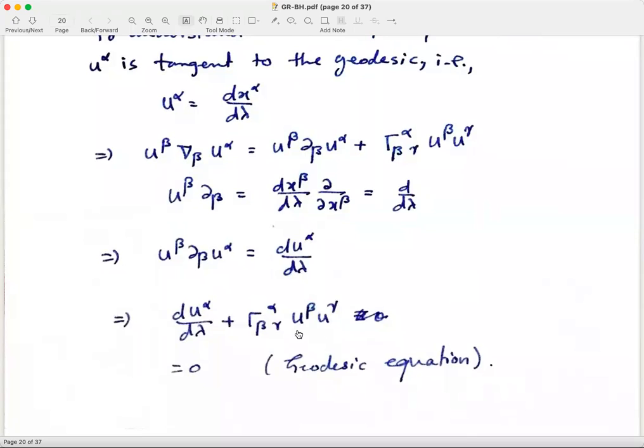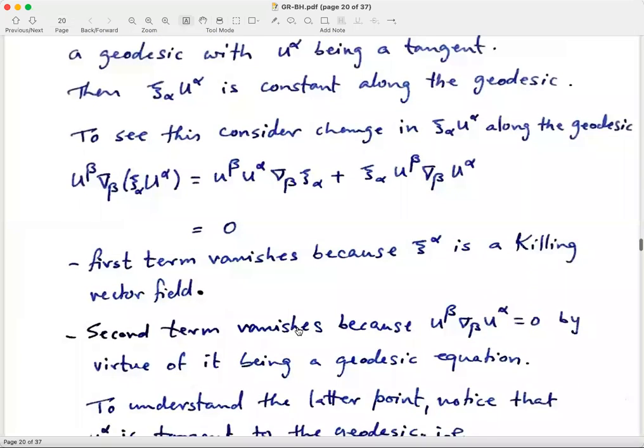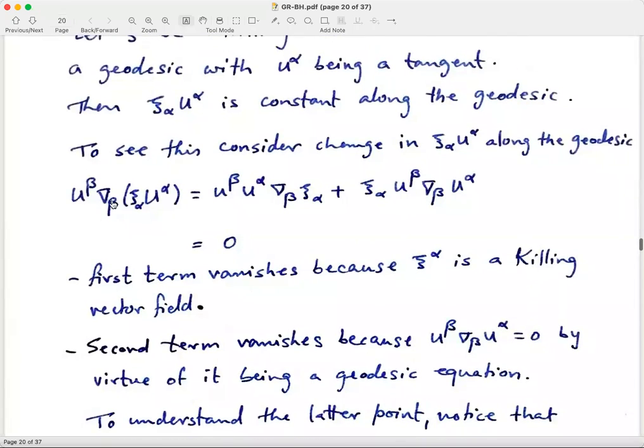But that's precisely the geodesic equation. So if u^β is tangent to the geodesic, then it satisfies the geodesic equation. And therefore, what we find is that the variation of ξ_α u^α along the geodesic just vanishes. In other words, ξ_α u^α is constant along the geodesic, because the first term vanishes due to the Killing vector equation, and the second term vanishes due to the geodesic equation condition.